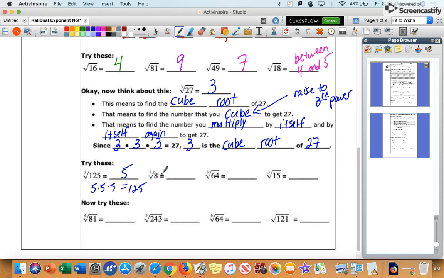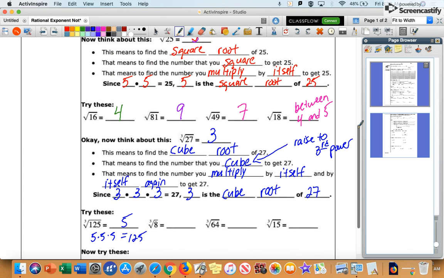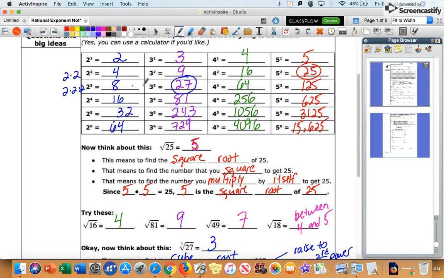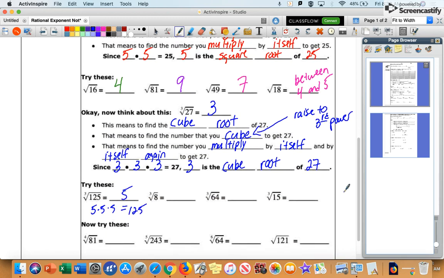What times itself 3 times is 8? That's also up on our chart here. If we look at this row right here, what times itself 3 times is 8? 2 times itself 3 times is 8. So the cubed root of 8 is 2 because 2 times itself 3 times is equal to 8.